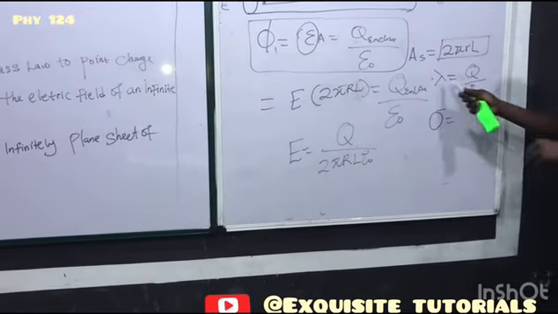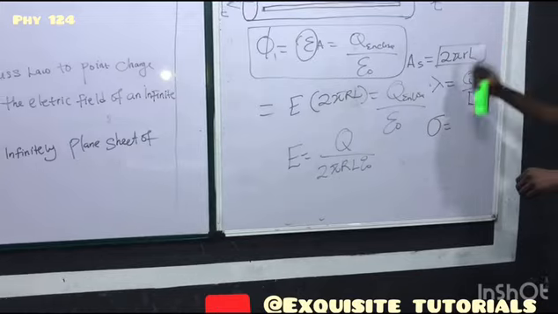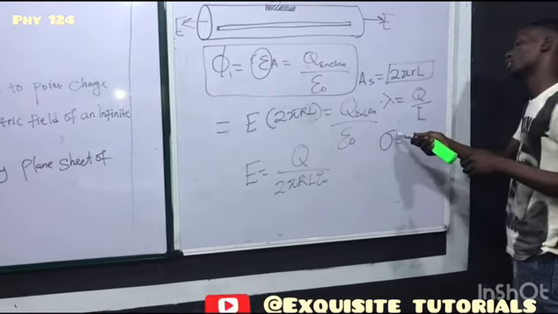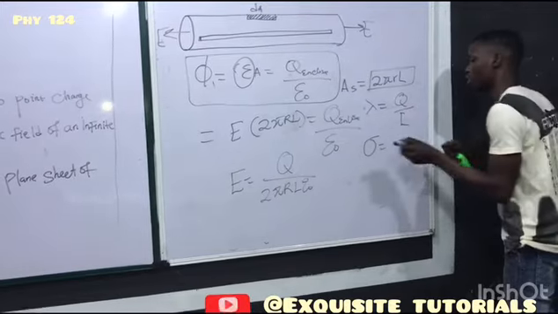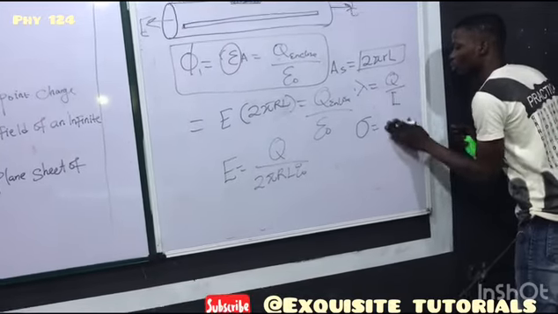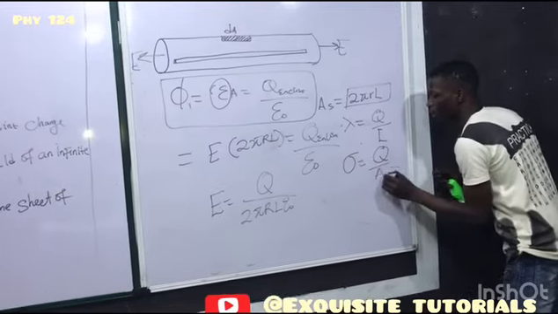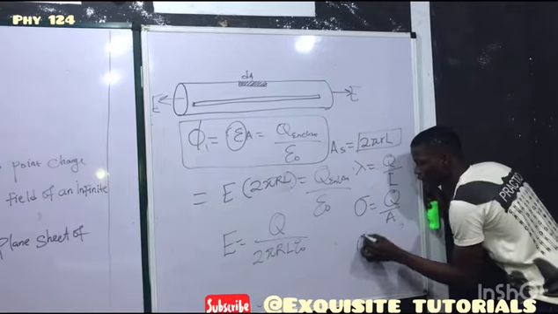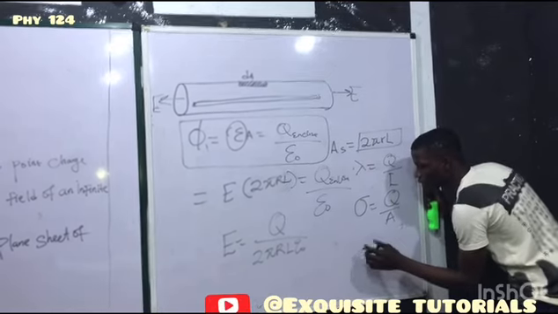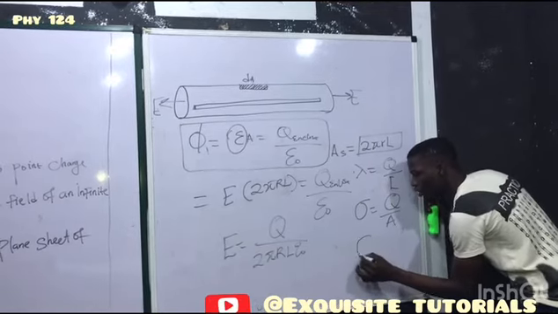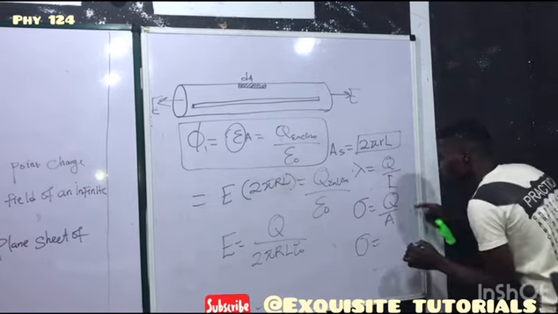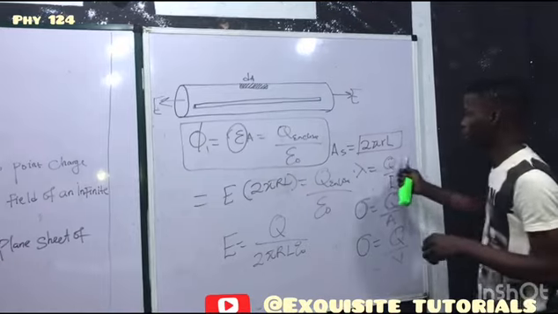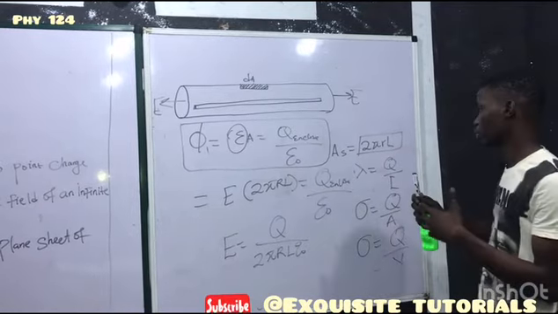Then the surface density, the area density, is equal to the quantity of charge divided by the area. Then our volume density is equal to the quantity of the charge divided by the volume. So these standard formulas, you need to keep at the back of your head anytime you are solving this stuff.